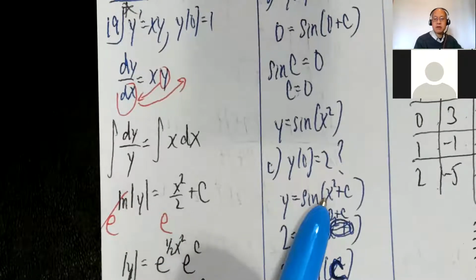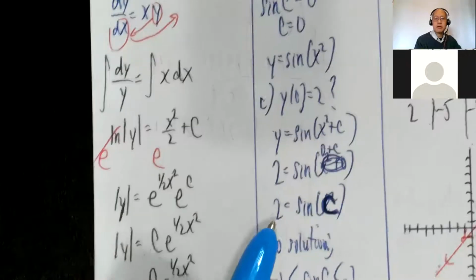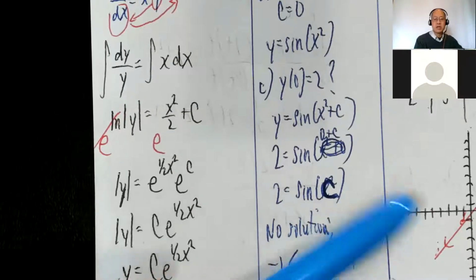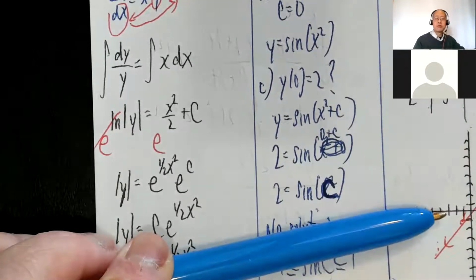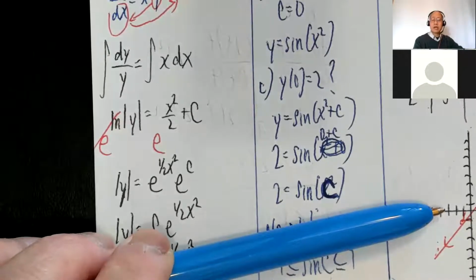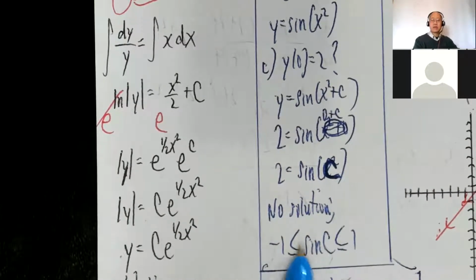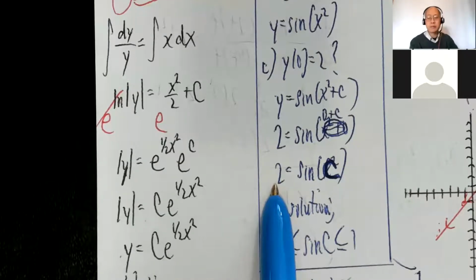means put a 0 here, put a 2 here. 2 equals sine of 0 plus c. 2 is equal to sine of c. So the sine of what angle gives me 2? Well, we should know from trig that's impossible, right? The sine only comes back with a number between -1 and 1. So there is no solution. The sine of c, no matter what the angle c is, has to be between -1 and 1. So sine of c equals 2 is an impossibility.